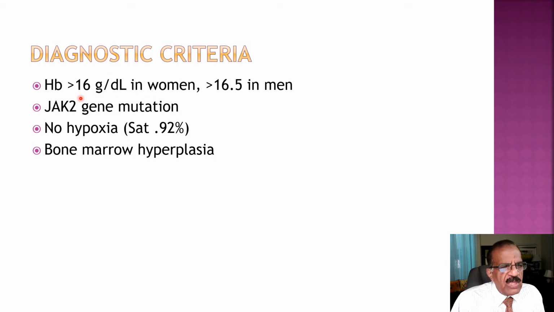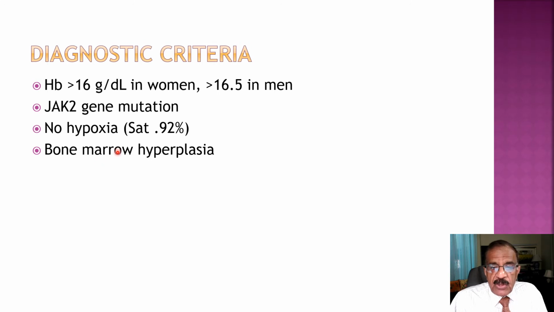In women 16 and in men 16.5. JAK2 mutation, if demonstrated, will add weightage to the diagnosis, and you have to rule out hypoxia. I think if you demonstrate the saturation, it is a very easily available test you could do in your clinic. So if the oxygen saturation by pulse oximetry is 92% or above, that means there is no hypoxia, or at least there is no sufficient hypoxia to justify polycythemia.